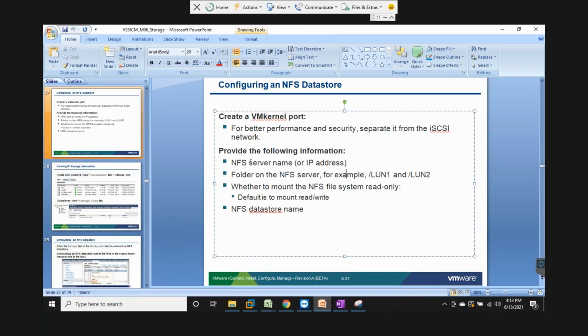Okay, while you're accessing the file server, you need to have the IP address of the NFS server. Then the folder or the path, because one NFS server can have multiple paths. So whatever path you want to share, you just share it. Okay, then you just mention the NFS datastore name. That's it.